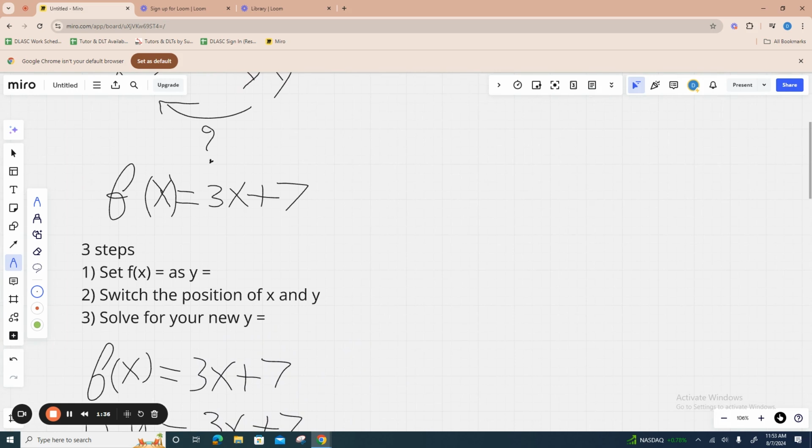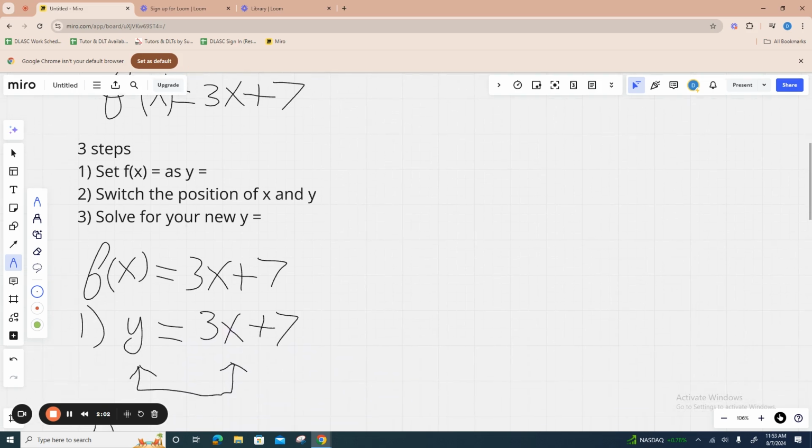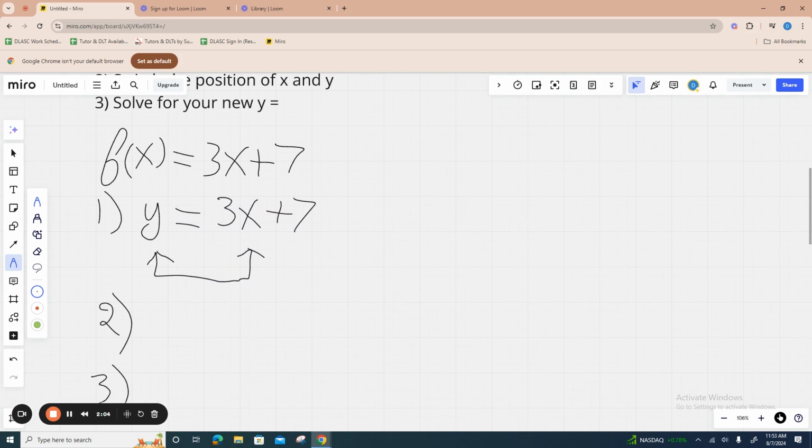Step number 1, this is really important, so we're going to go a little slowly. You set your f of x or h of x or g of x or whatever it is as y equals. F of x equals, because your f of x is your y on the graph. Then you switch the position of x and y for the inverse, and then you solve for your new y. So let's look at this example. F of x equals 3x plus 7.